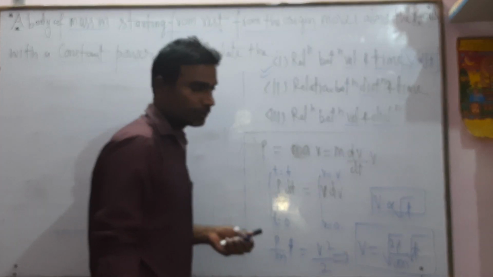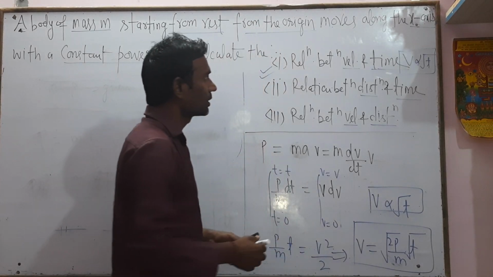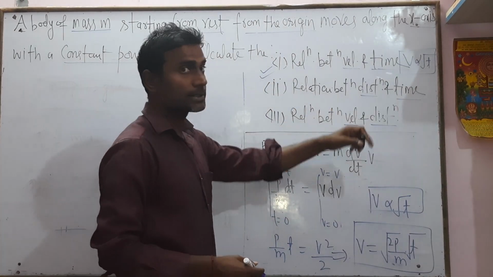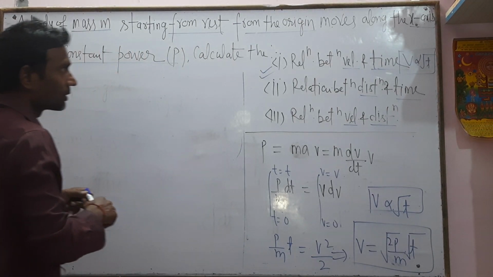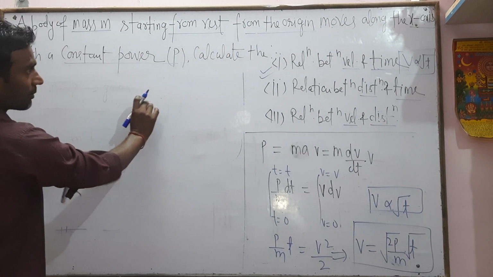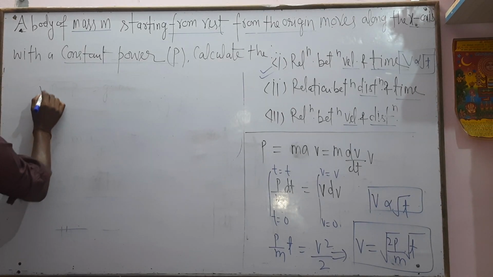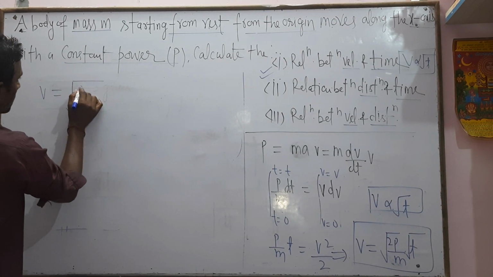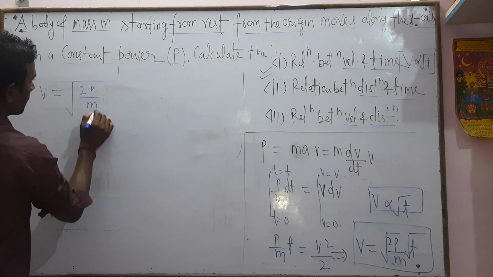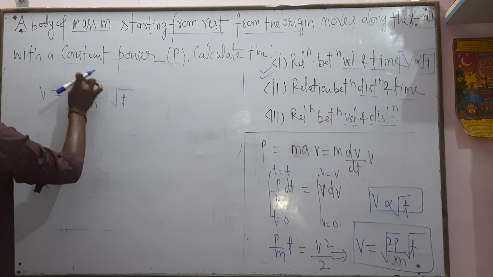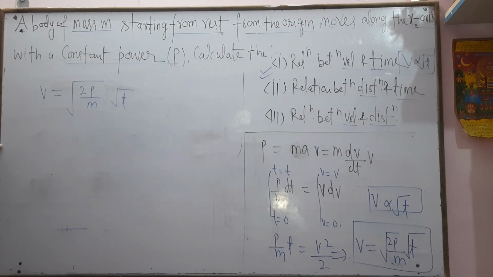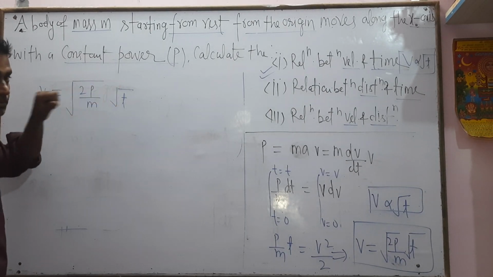Now we are trying to find out the second point, the relation between distance and time. For distance and time, what will be given? We know that v equals root of 2P by m into root of t. P and m are constants, so this whole number is a constant. So v equals constant into root of t.